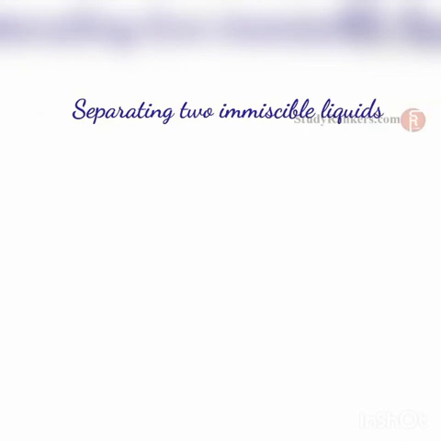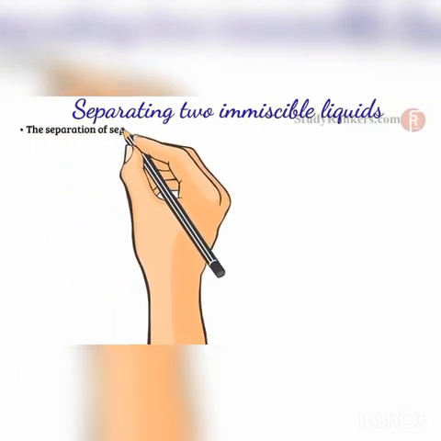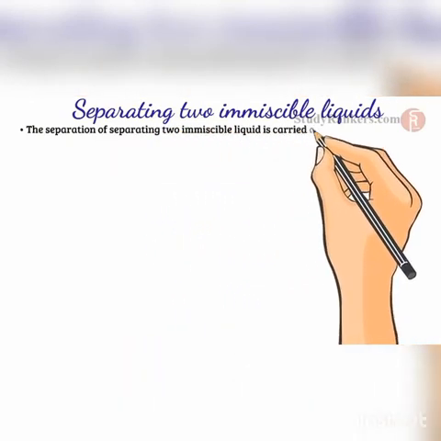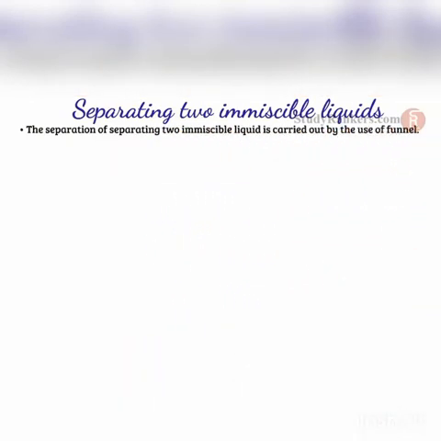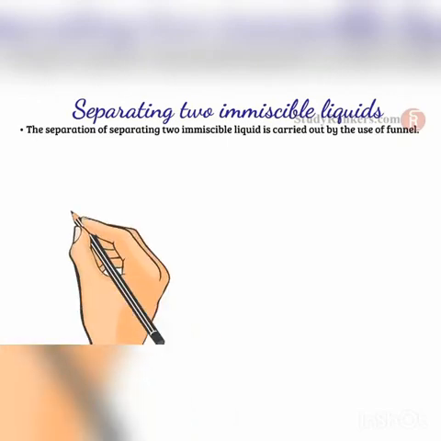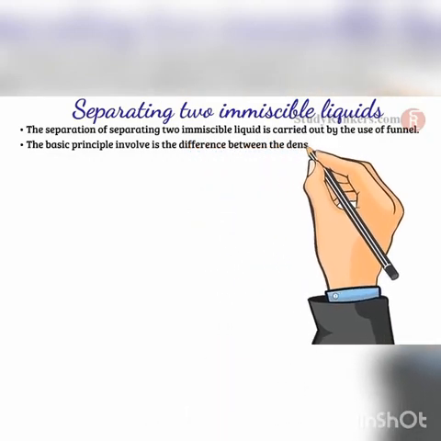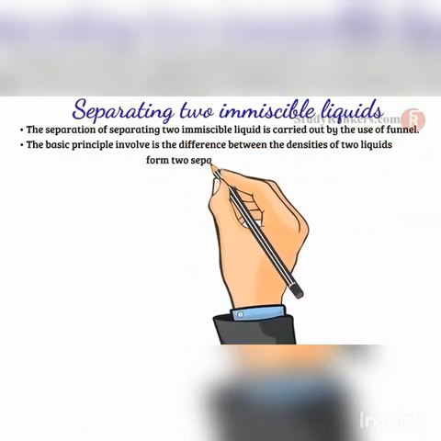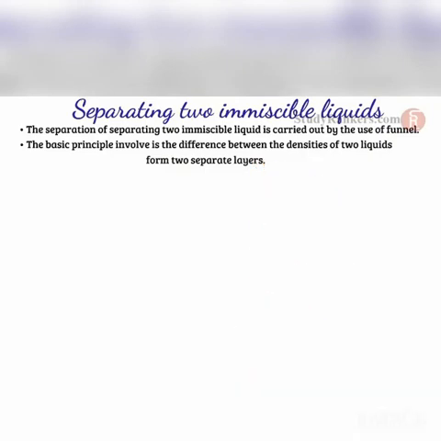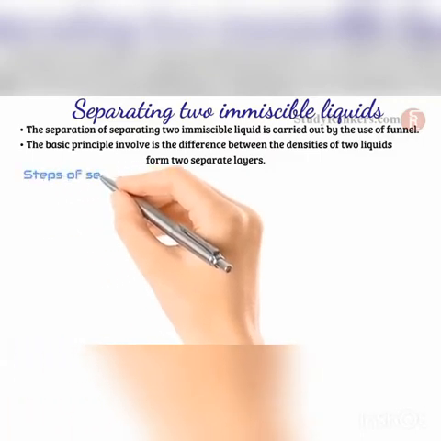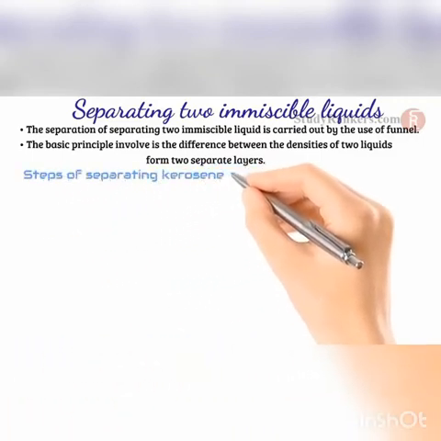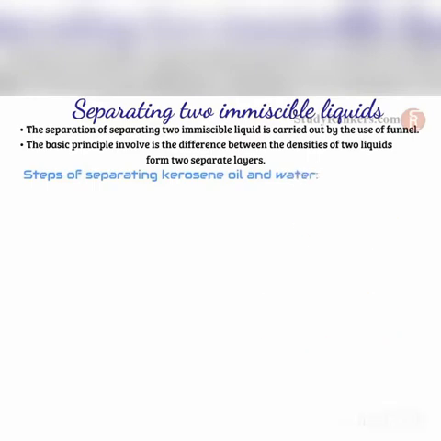Next, we will use a separating funnel to separate the mixture. A separating funnel is used in separating two immiscible liquids. The basic principle involved is that the difference between the densities of the two liquids forms two separate layers. We will understand the use of the funnel properly by separating kerosene oil and water. So, let's see the steps.